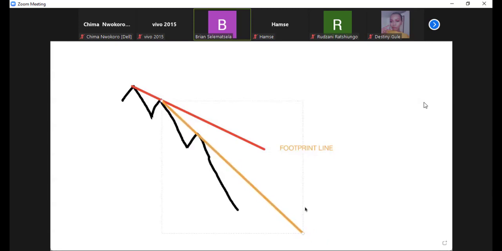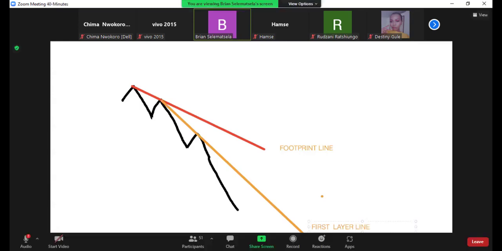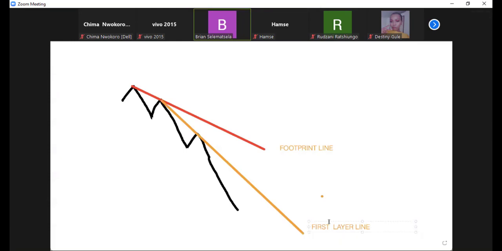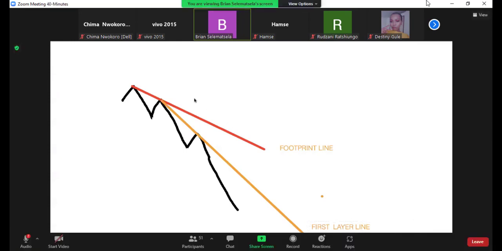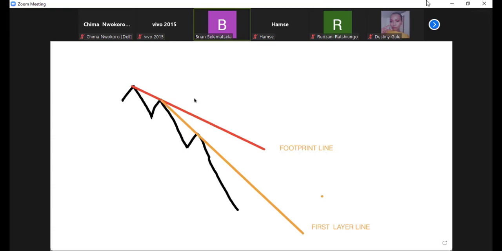And from there, the first layer line, you guys must know that it is the most important line. Why is it important? Because it is the one that distinguishes whether we should continue looking at the direction we're looking, or we're expecting the market to turn into the opposite direction. And normally what we wait for is for the market to break the first layer line.